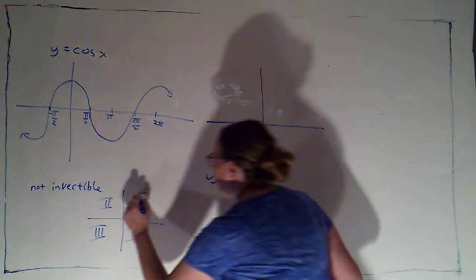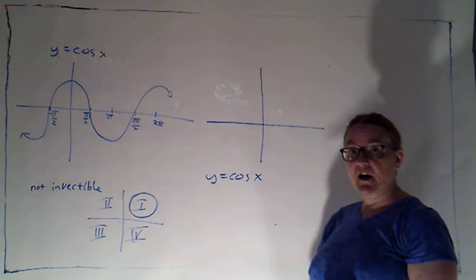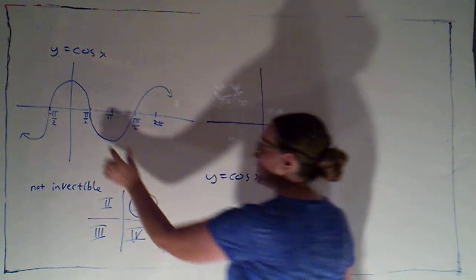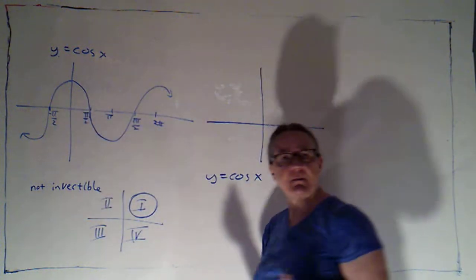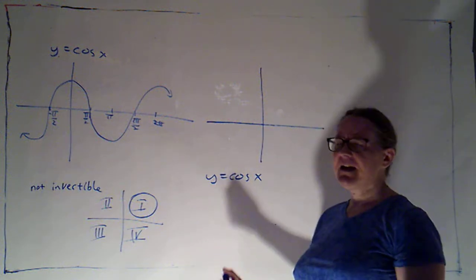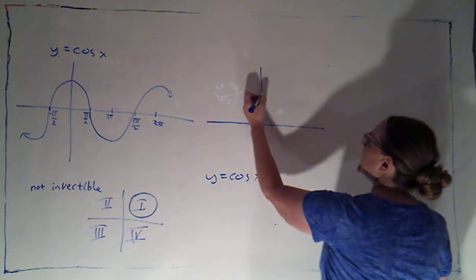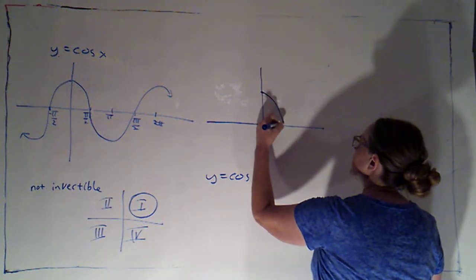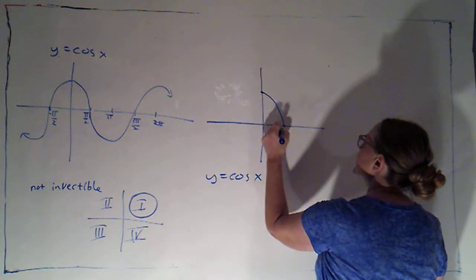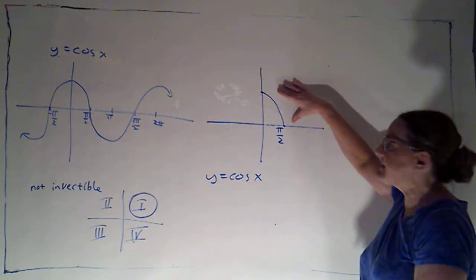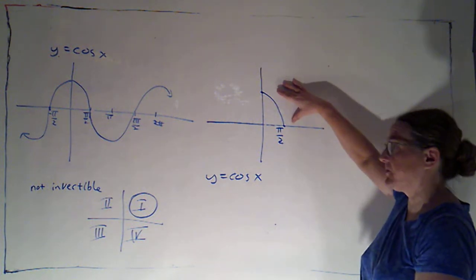One rule is I always choose quadrant 1, and in particular, the standard copy of quadrant 1, angles between 0 and pi over 2, acute angles, because those are the easiest ones to work with. That's where I can use right triangle trigonometry. So I'm going to have this interval from 0 to pi over 2. Now that's where cosine is taking on its positive values.